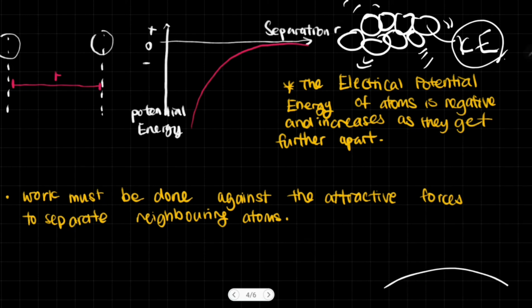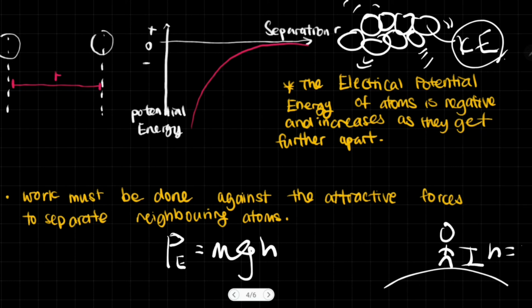Earth. This is the Earth, and maybe this is you. Now, when you're on the surface of the Earth, we say that you have zero potential energy. And you might have heard that because potential energy is mgh, and if height equals 0, then potential energy will be 0.